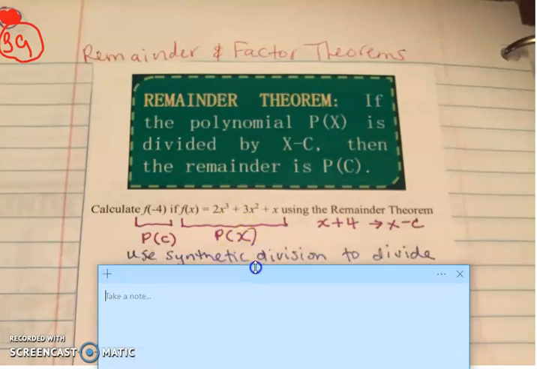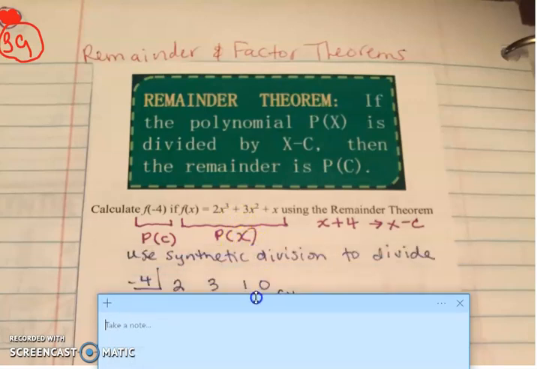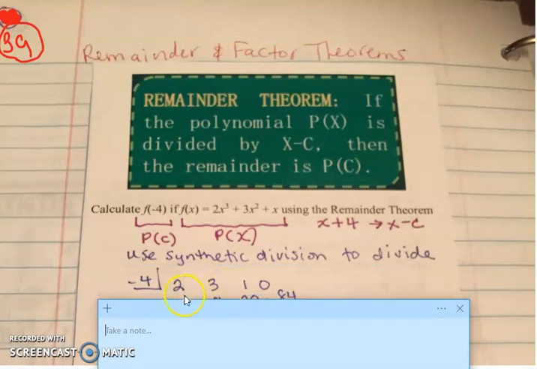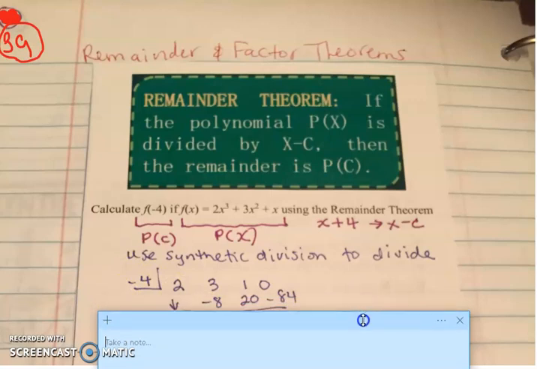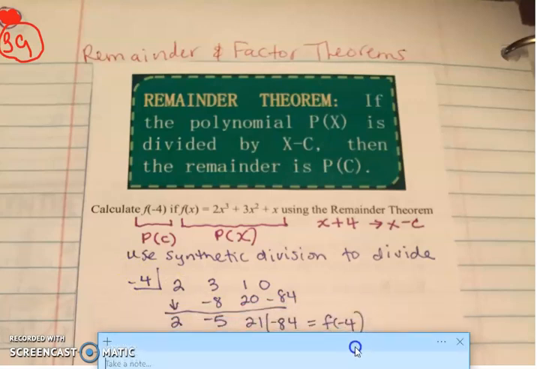So I'll put my negative 4 on the outside of my box, and then my coefficients, which in this case are 2, 3, 1. Notice there's no 0 for the constant, so if I don't put that on there, I will get this wrong. You have to put every single term in there for synthetic division to work. So if you want to go ahead and pause the video now and see what you get, that's fine. So now I'm going to start, and then when I do my synthetic division, this is going to be my result. So this is what you should have gotten.